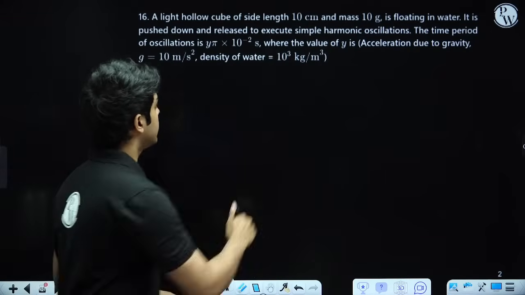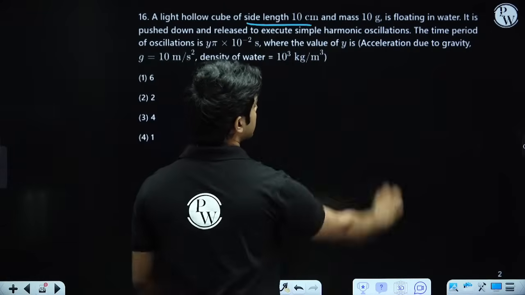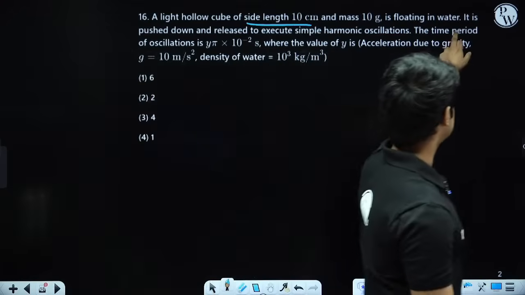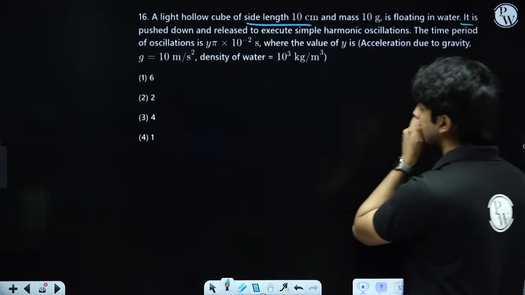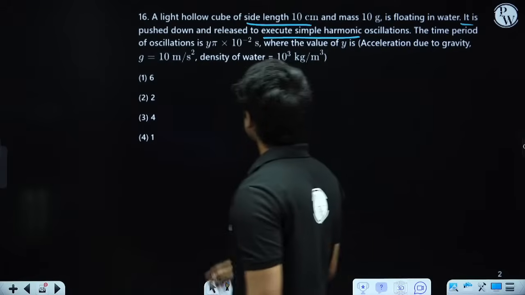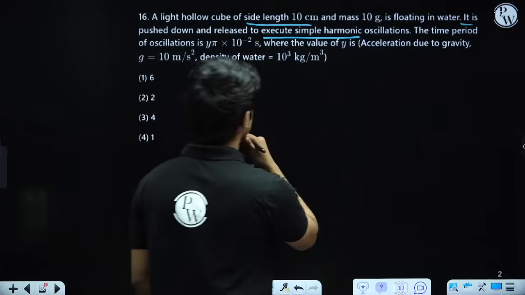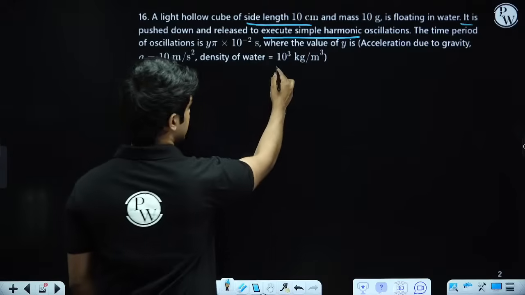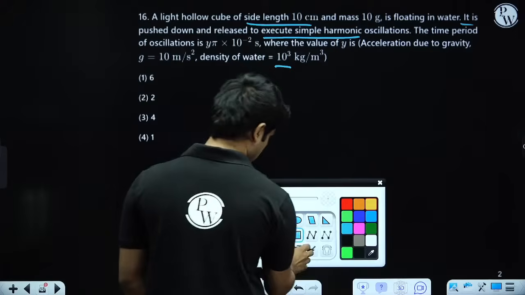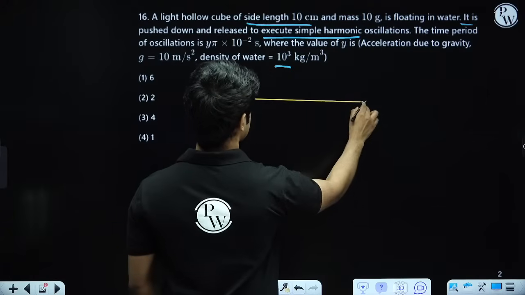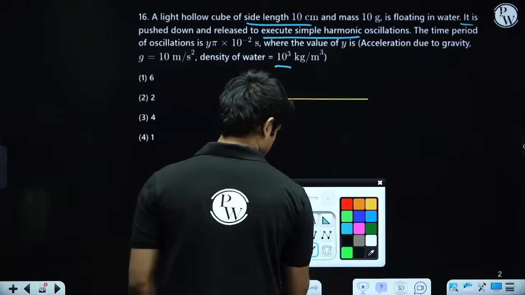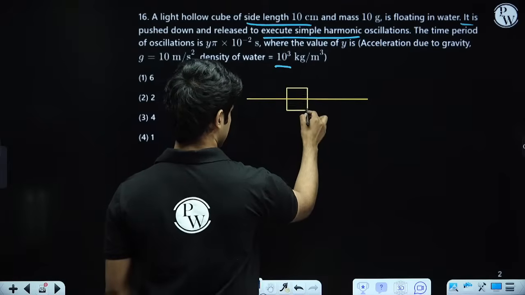A light hollow cube of side length 10 centimeter and mass 10 gram is floating in water. It is pushed down and released to execute SHM. The time period of oscillations is what we have to find. Density of water is 1000, g is 10. So the cube is first of all floating in water. It's a 10 centimeter cube, so it's not completely submerged, it's partially submerged.